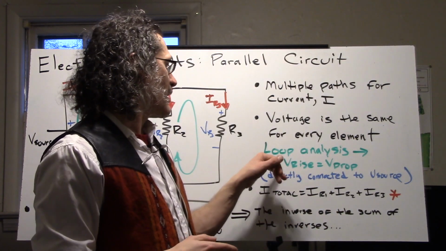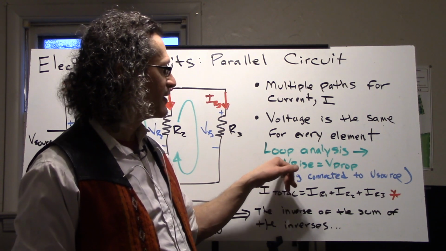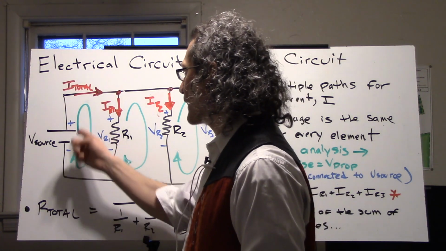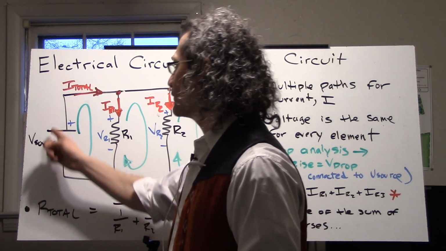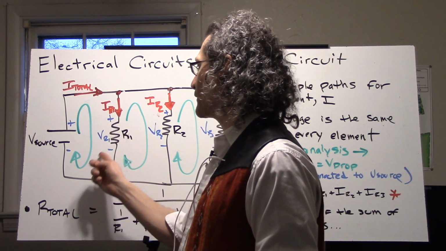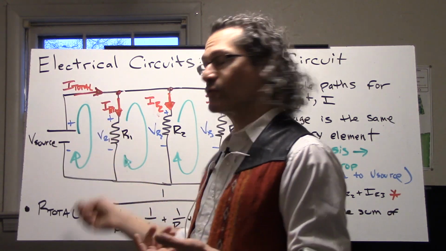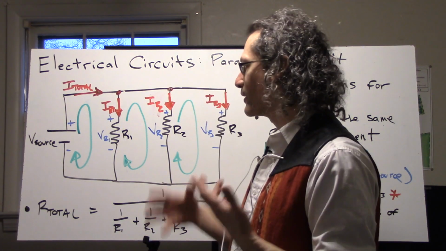And so with a loop analysis, we see that V rise equals V drop because it's directly connected to the source. Well, what does that mean? If I go up here, my rise is V source, my drop is VR1. They have to be the same because the rise is equal to the drops. That's the conservation of energy per unit charge.